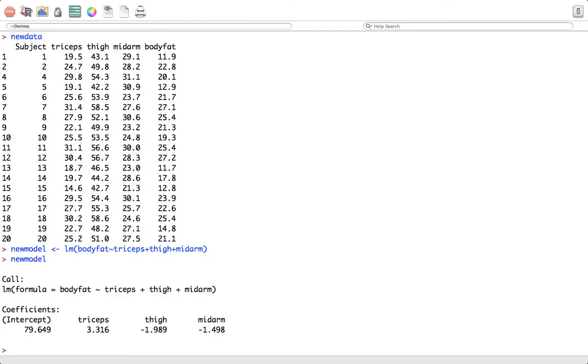So here we see the y hat is going to be equal to 79.65 plus 3.32 x1 minus 1.99 x2 minus 1.50 x3.